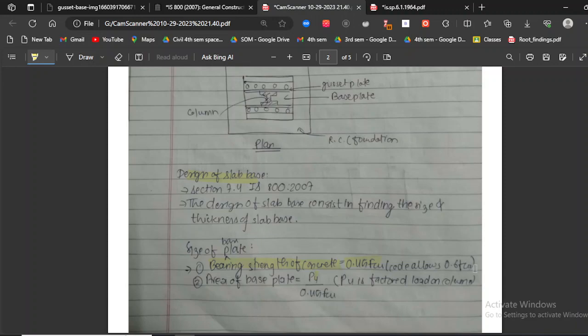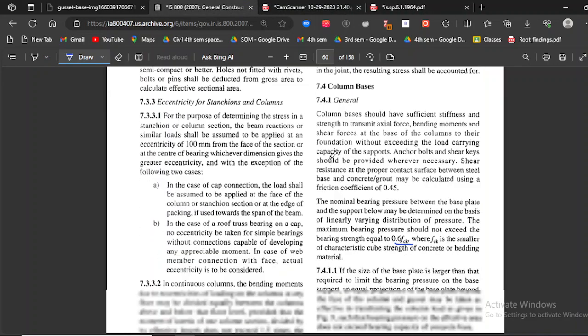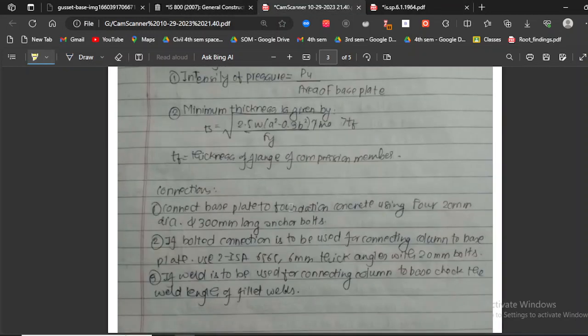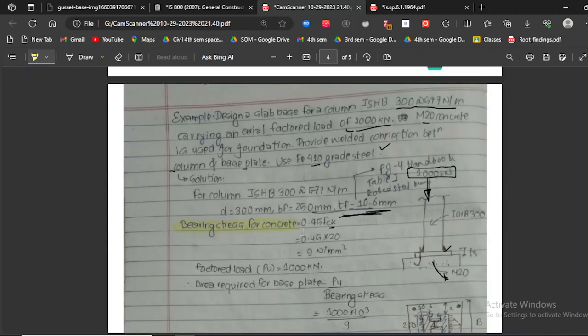it says 0.6 FCK. So if you move on to my code, to 7.4.1, as you can see, the maximum bearing pressure should not exceed the bearing strength equal to 0.6 FCK, but to be on the safe side, we'll be utilizing the value as 0.45 FCK. So we have our value of FCK equal to 20 Newton per mm square. 0.45 into 20, we get 9 Newton per mm square.